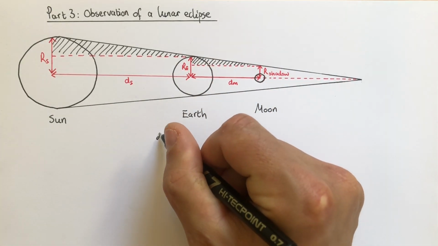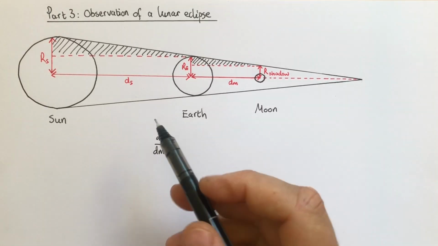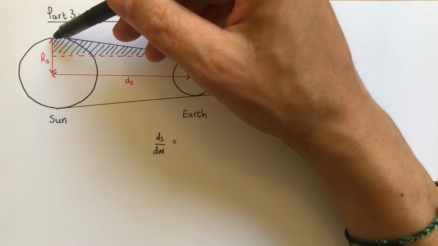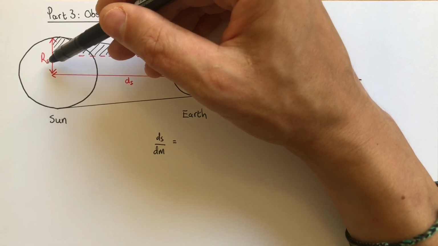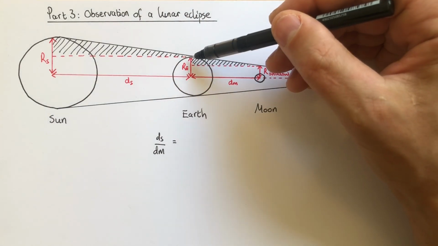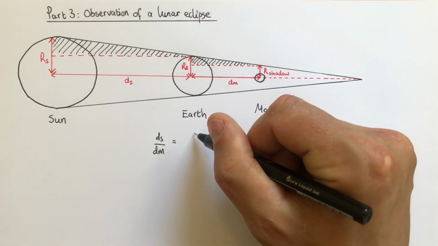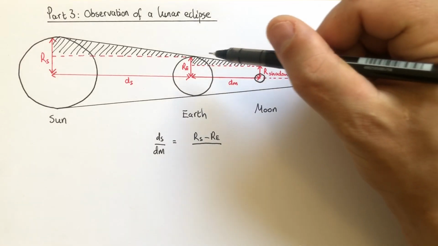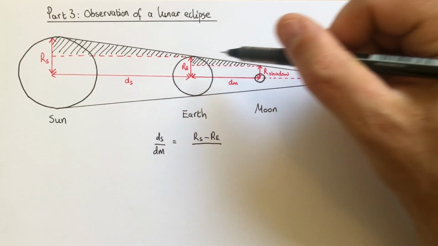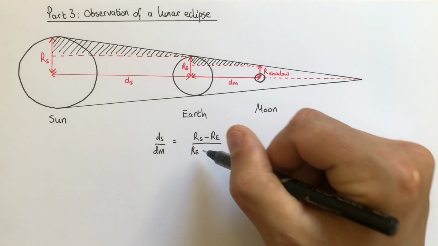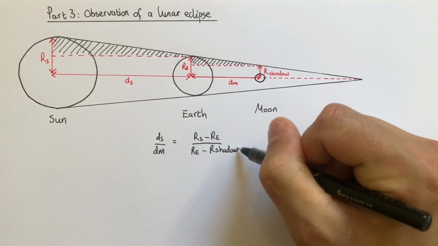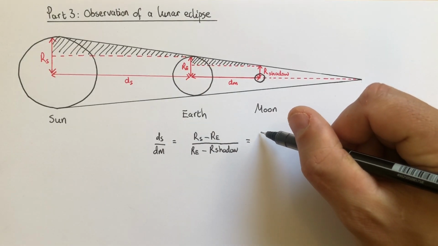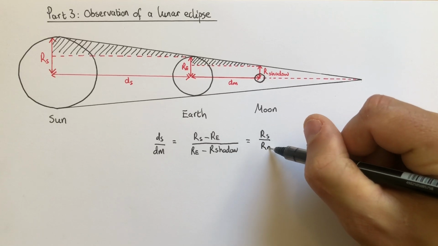So therefore we can write ds divided by dm, which is the ratio of the larger base to the shorter base, is equal to, well, what is the height of the larger triangle? Clearly, the height of this larger triangle is going to be equal to the difference between rs, which is the radius of the Sun, and re, which is the radius of the Earth. And so we can write rs minus re divided by, well, what's the height of the smaller triangle? As you can see, the height of the smaller triangle is going to be the difference between re and r shadow. So we can write re minus r shadow. And as we saw in part 2, the distance to the Sun divided by the distance to the Moon is also equal to the radius of the Sun divided by the radius of the Moon.